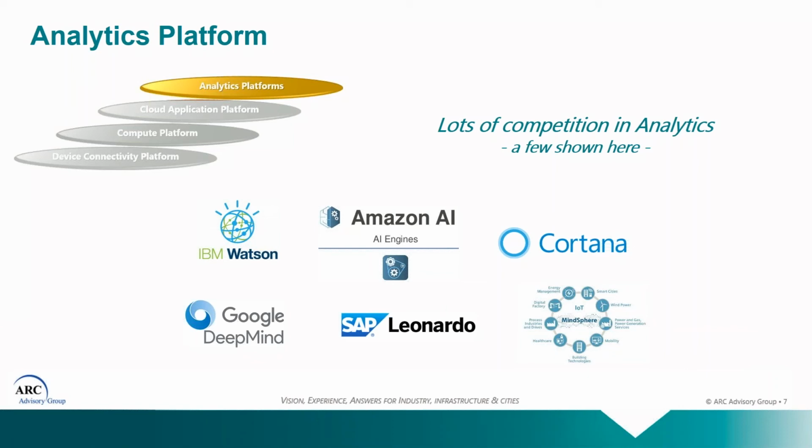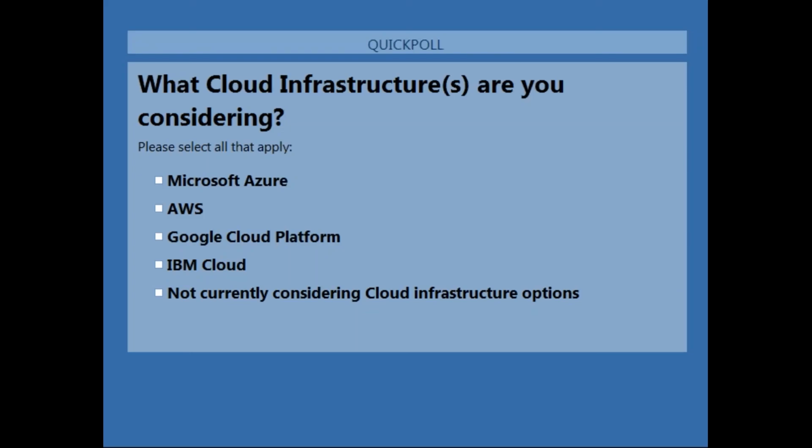With that, I'd like to get our first poll question of 3 from the audience today. So we're going to go ahead and load the poll question, and the question is, what cloud infrastructures are you considering? Option A is Microsoft Azure, B is AWS from Amazon, C, Google Cloud Platform, D, IBM, and E, not currently considering any cloud infrastructure. Please select on your screen one of these options.